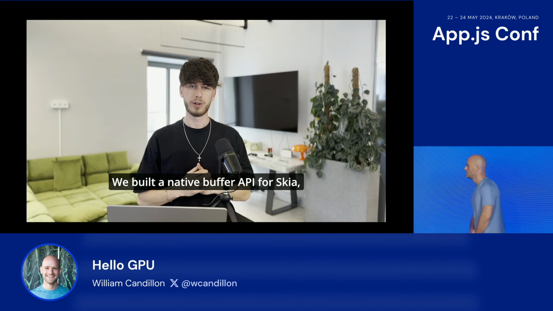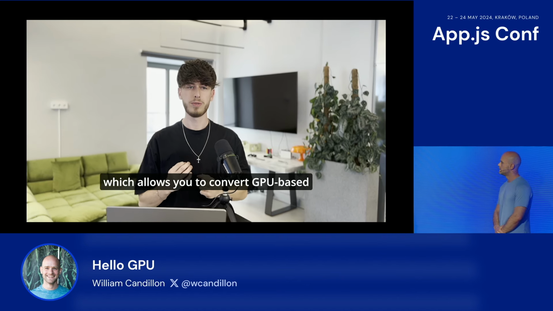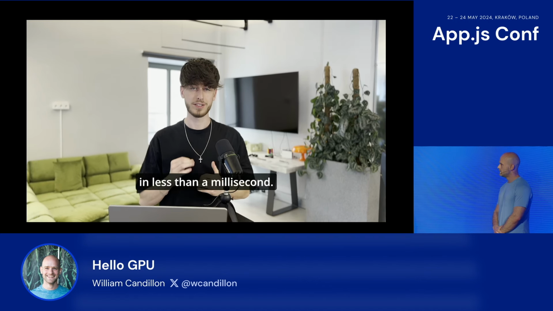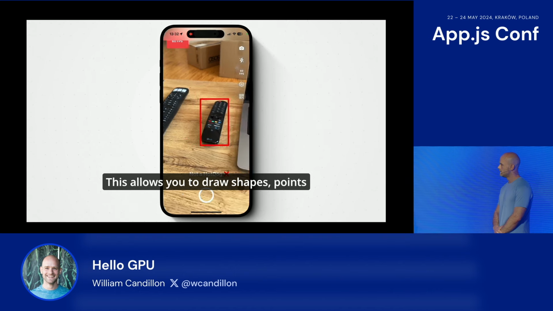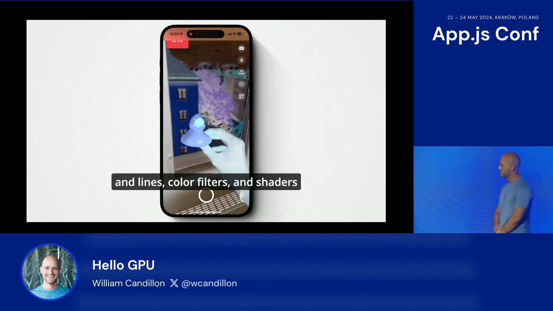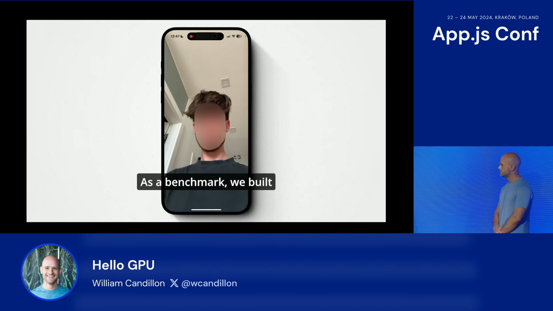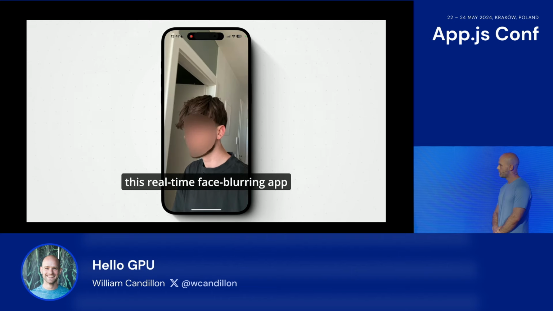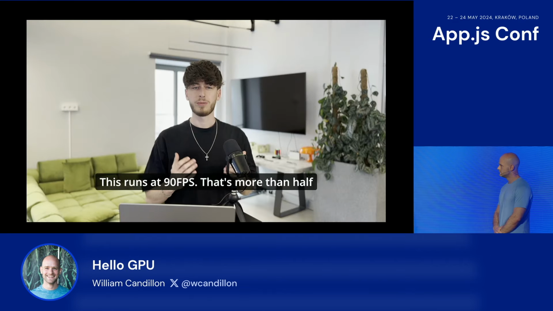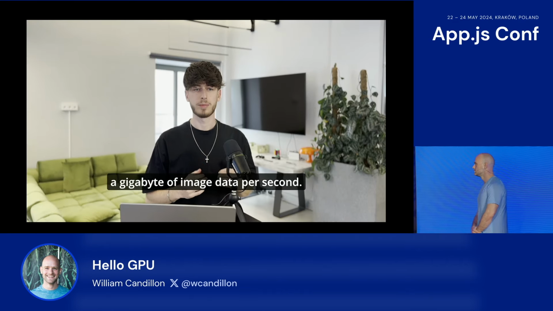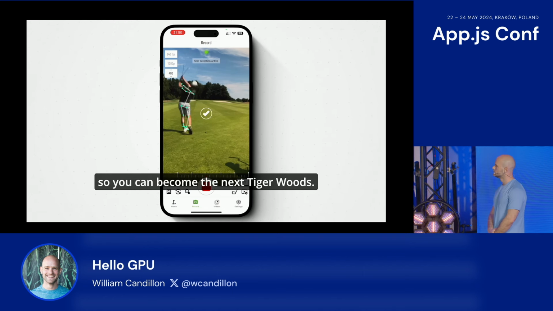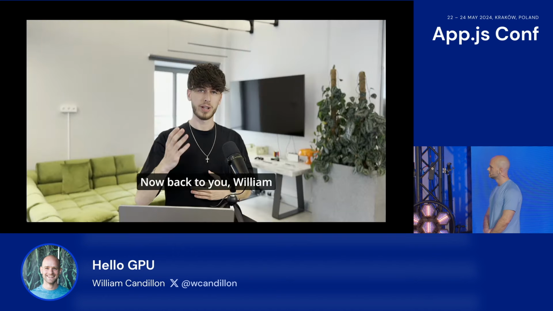We built a native buffer API for Skia, which allows you to convert GPU-based camera frames to Skia images, or GPU textures, in less than a millisecond. This allows you to draw shapes, points and lines, color filters, and shaders directly onto the camera. As a benchmark, we built this real-time face blurring app using the new Skia frame processors API from Vision Camera. This runs at 90 FPS. That's more than half a gigabyte of image data per second. My friends from Unbogify are already using this to analyze your golf swing so you can become the next Tiger Woods. Now back to you, William.